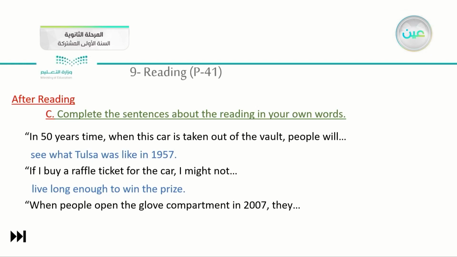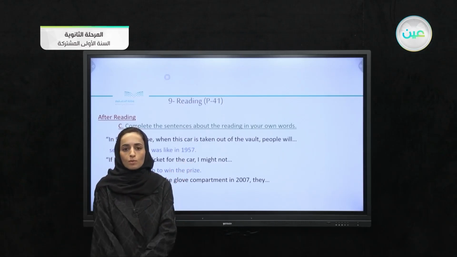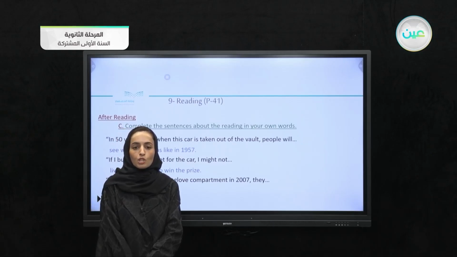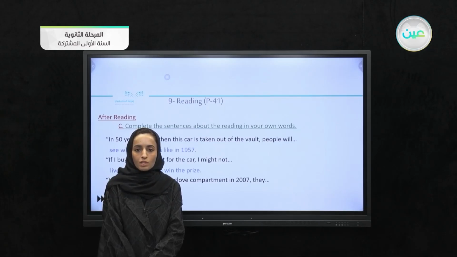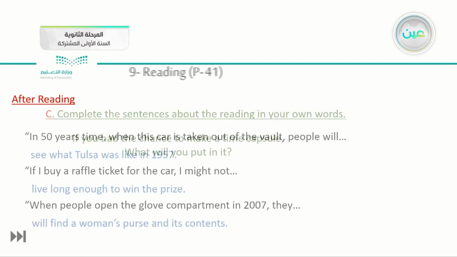Check the fourth paragraph. How about the idea of the items? Which one survived and which one didn't make it to 2007? Do you remember when we said the microfilm wasn't found? It was lost. How about the glove compartment within the lady's purse? How did it look? It will find a woman's purse and its content. When people open it, they will find everything that a lady used in 1957.